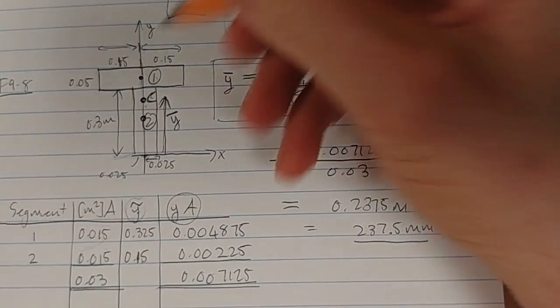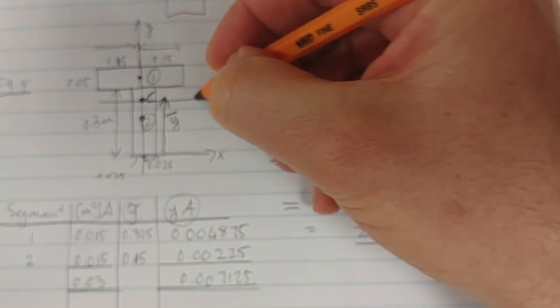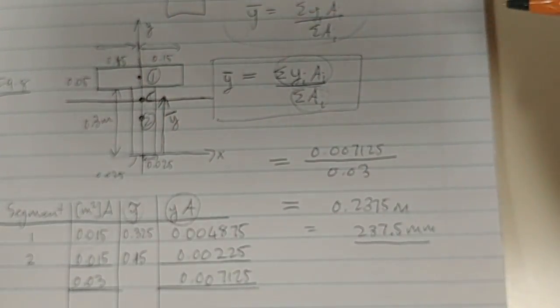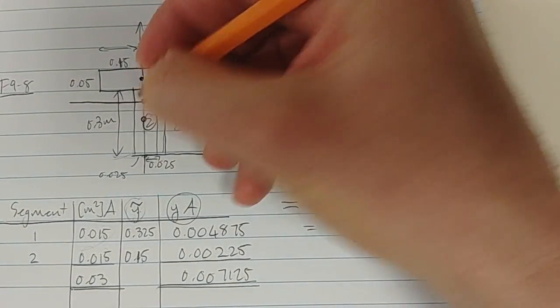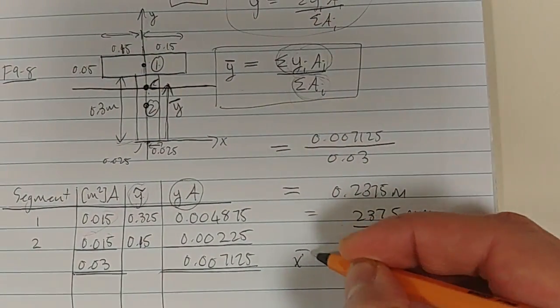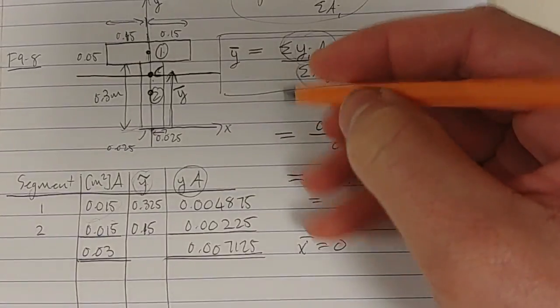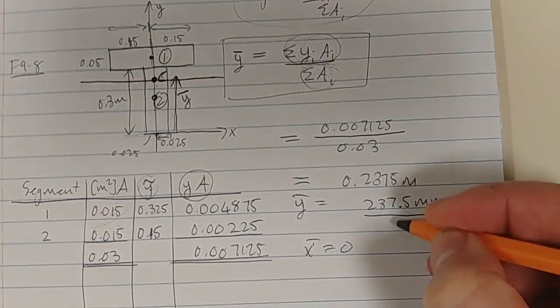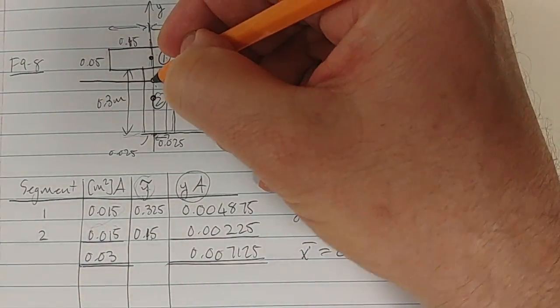So it kind of makes sense to me. So there is this line there, which is now that point that gives us our centroid. So x bar will be 0 and y bar is 237.5, which is at that point.